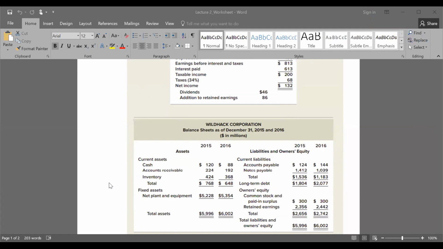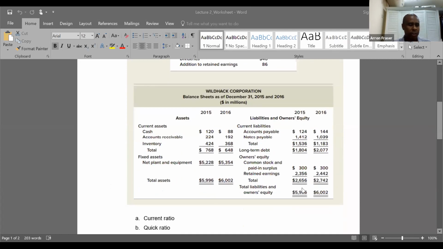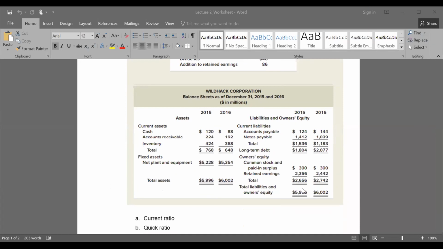Balance sheet. And the formula for current ratio is? Current assets divided by current liability. Right. And the current assets for 2016 would be? 648. Right, so the 648 is the total of cash of 88, accounts receivable of 192, and inventory of 368. Does anyone have a question of where the 648 came from as total current assets?